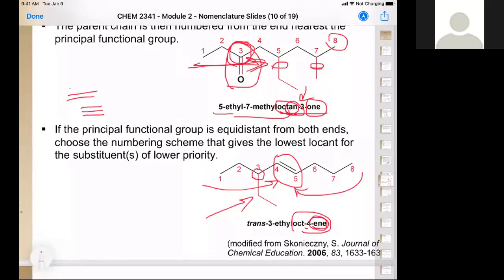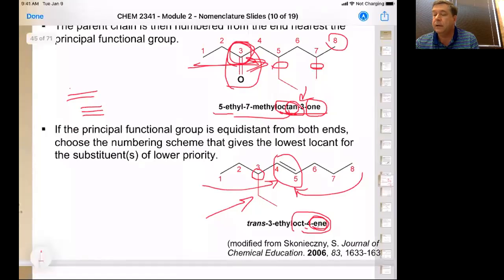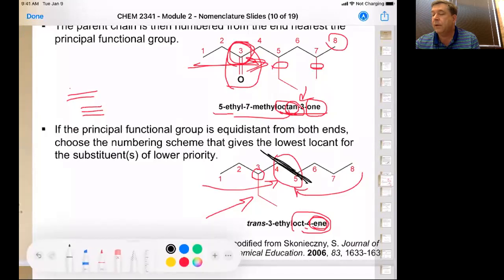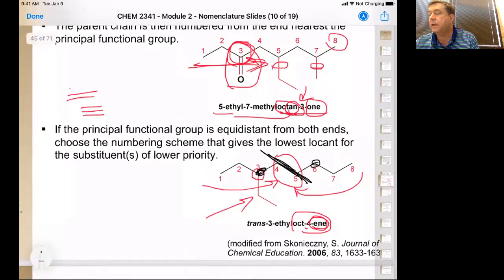Okay. And of course, if we look down the axis, because we only have two substituents, we have them on opposite sides of the axis from each other, which gives us trans.